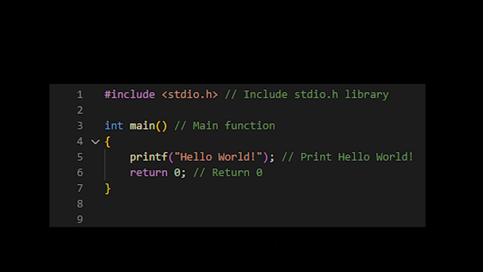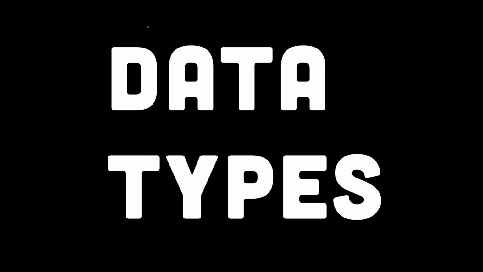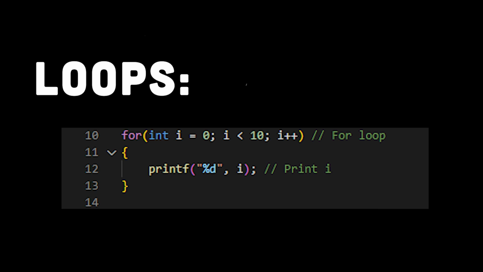C programs consist of functions that contain statements that are executed in a specific order. C has several data types, including integers, characters, floats, and supports basic control structures like loops and conditionals. You'll learn more about everything here as we progress. Now, let's write our first C program together.